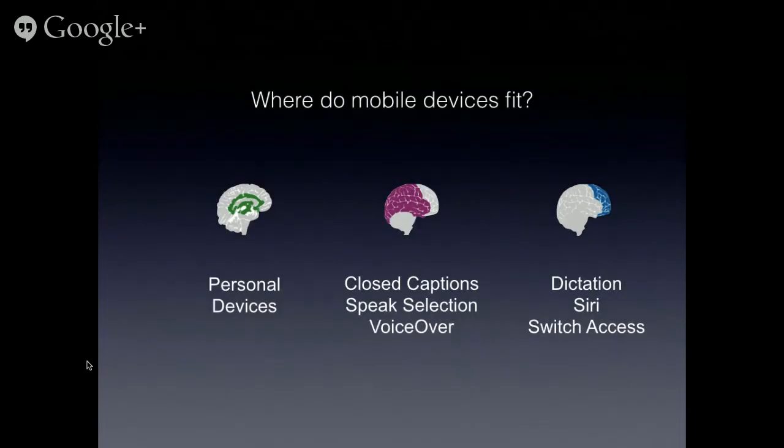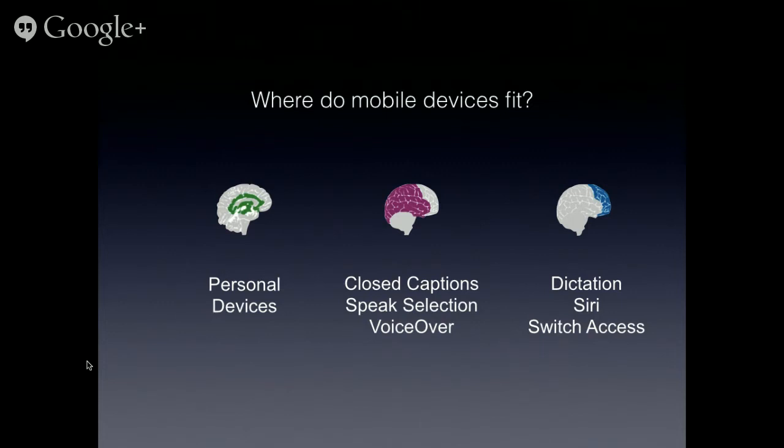So where do mobile devices fit into this, which is really the main topic today? Well, for the affective network, we know that these devices are very personal. Students can customize them in a variety of different ways, from changing the home screen all the way to the apps that are installed on them. Another big factor to consider is that mobile devices don't have the stigma that traditional assistive technology does. And so they're more readily accepted by students with disabilities, and they're also more readily accepted by their peers. So all of a sudden you don't have a bulky device that makes you stand out. And so that's an important consideration as well.